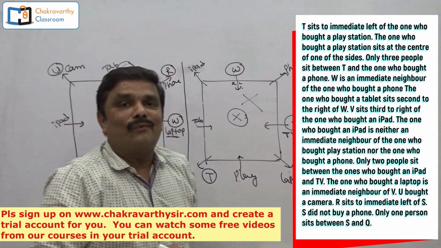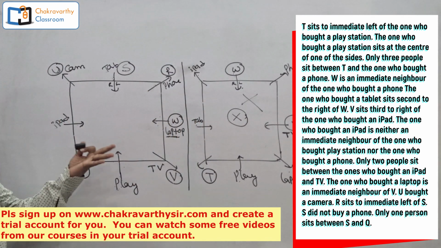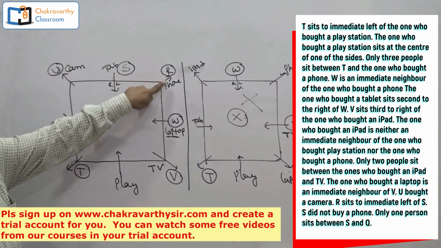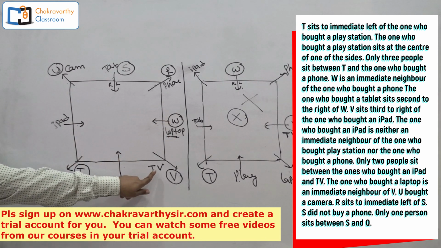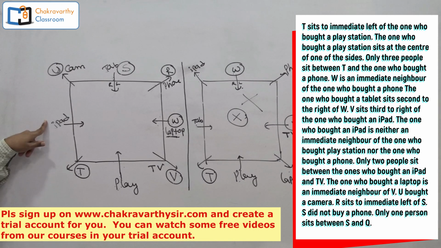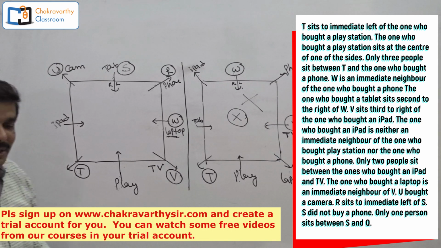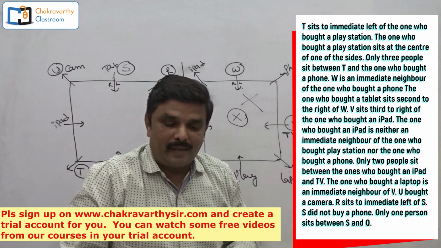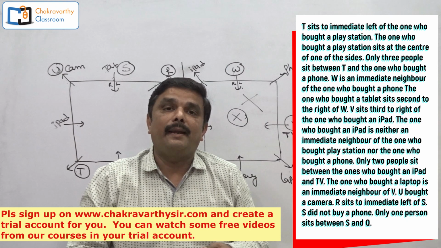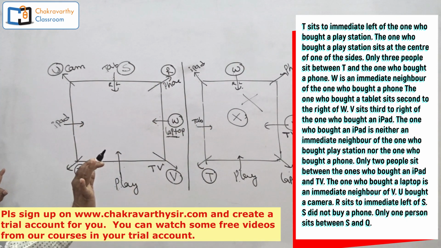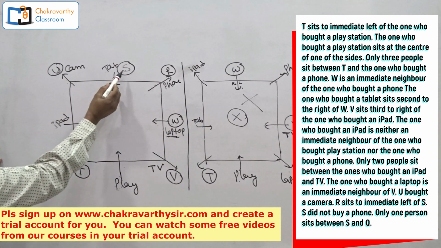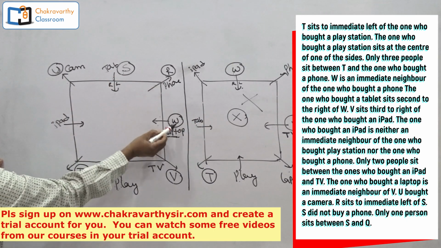This is how you need to go for arrangements. Okay. Anyway, to what extent I have covered, students, here? You camera confirmed, this place confirmed, person and gadget confirmed. Here I need to get the person, here gadget, I need to get the person here. Okay, now go for the next information here. S did not buy a phone, already we have taken that one. Only one person sits between S and Q. Now you see, only one person between S and Q, that may be on the left side or right side. Between S and Q, one person, it cannot be Q.